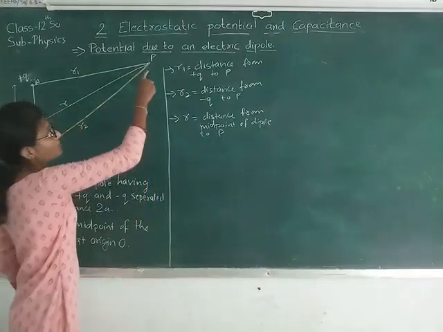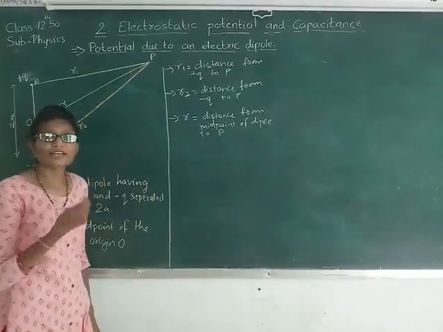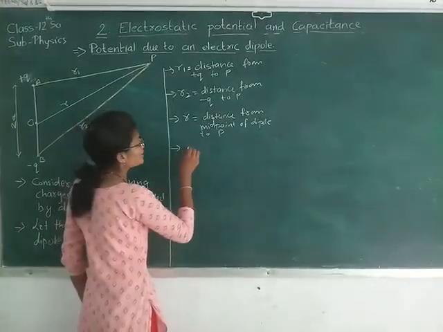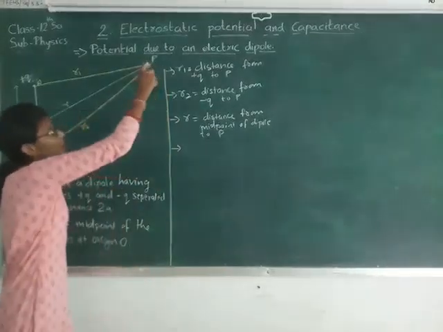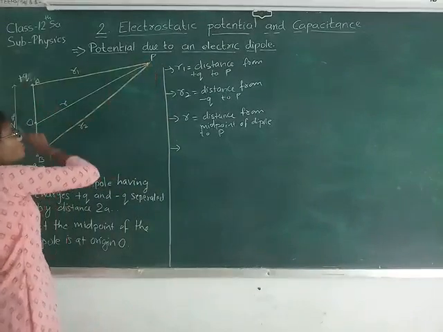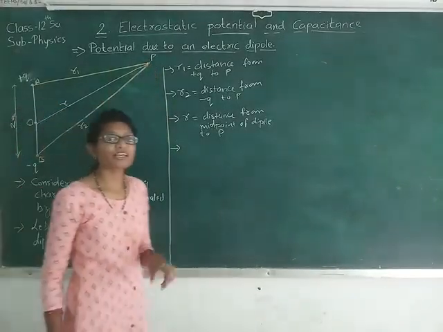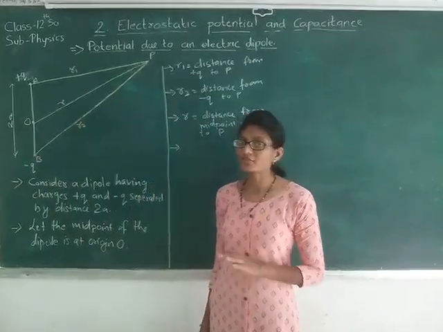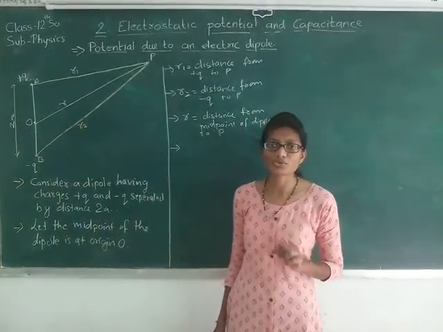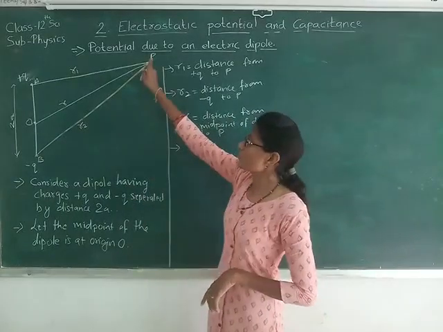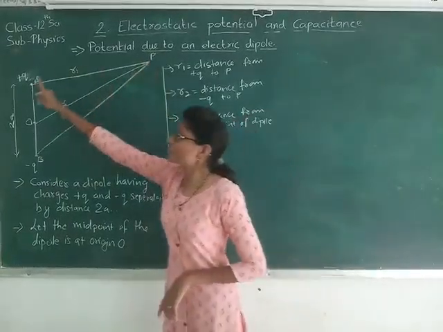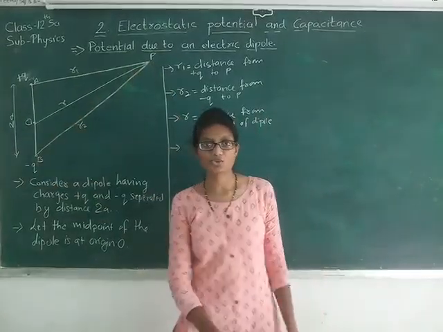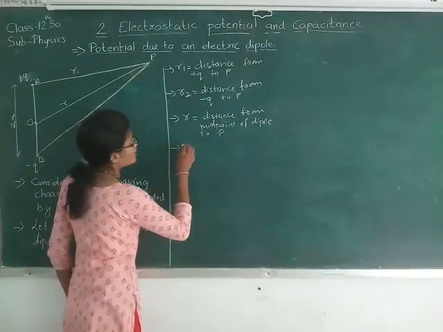Now we need to determine the potential at point P. To find the potential at point P due to these two charges, first we will find the potential at point P due to each individual charge, which we have already studied, the electric potential due to a point charge. So first we will find the potential at P due to plus q charge, then the potential at P due to minus q charge.